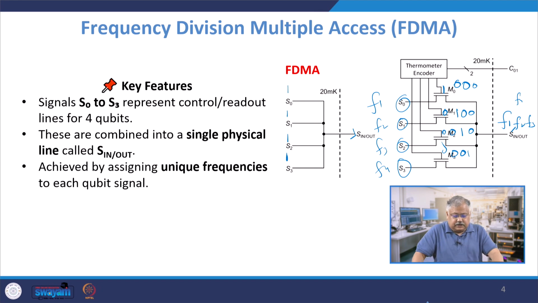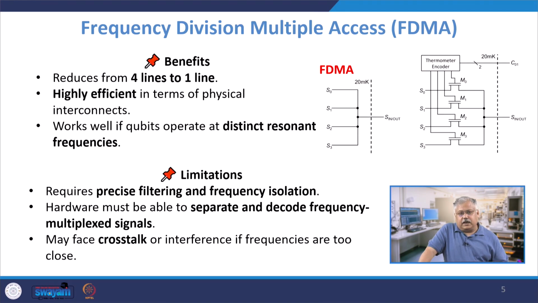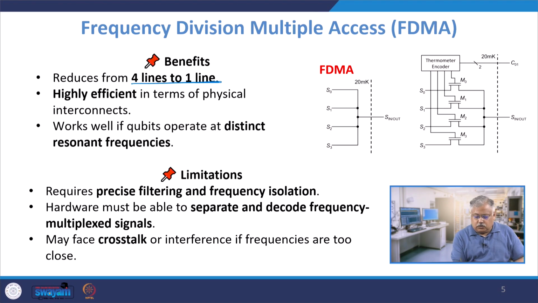So, you can do a frequency division. These are combined into a single physical line called S in or S out, and this is achieved by assigning a unique frequency to each qubit signal. If there are 4 qubits, for example, and for each of the 4 qubit signals we have a unique frequency attached, then we can surely say that I can achieve frequency division multiple access. Therefore, the benefits are that you basically reduce from 4 lines to a single line. Therefore, interconnect efficiencies are much better. They are highly efficient in terms of the physical interconnects that I was pointing out.